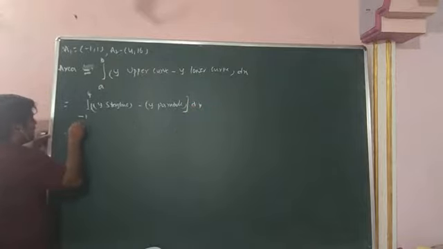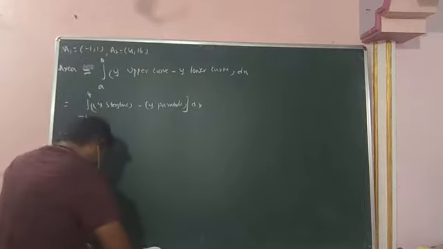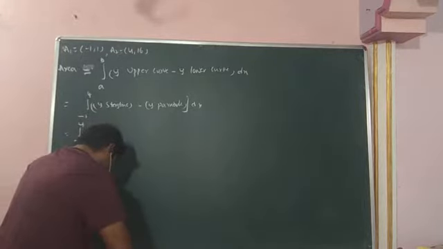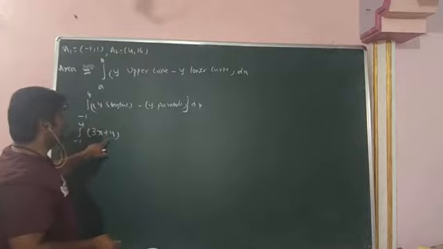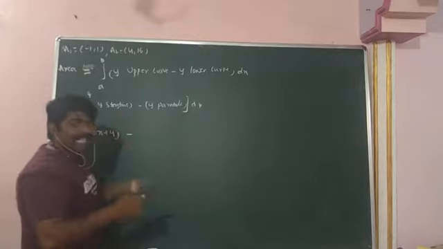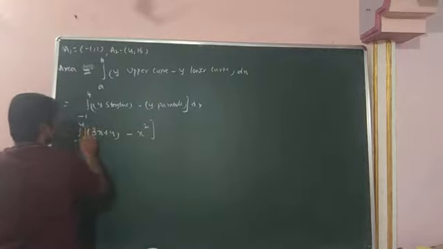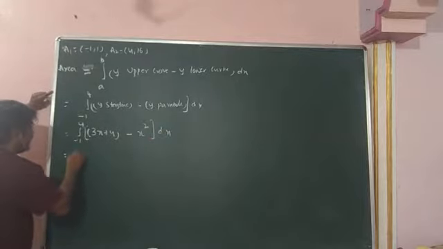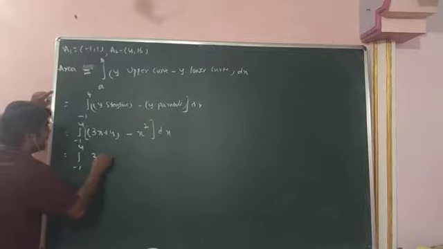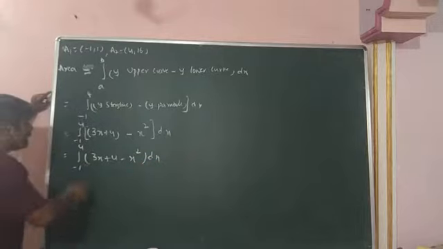In this one, the straight line must be in the form of y is equal to. So we take 3x plus 4. This is y of the straight line, minus y of the parabola, y equal to x square. So we have written the integral from minus 1 to 4 of 3x plus 4 minus x square dx. So we apply the integration.